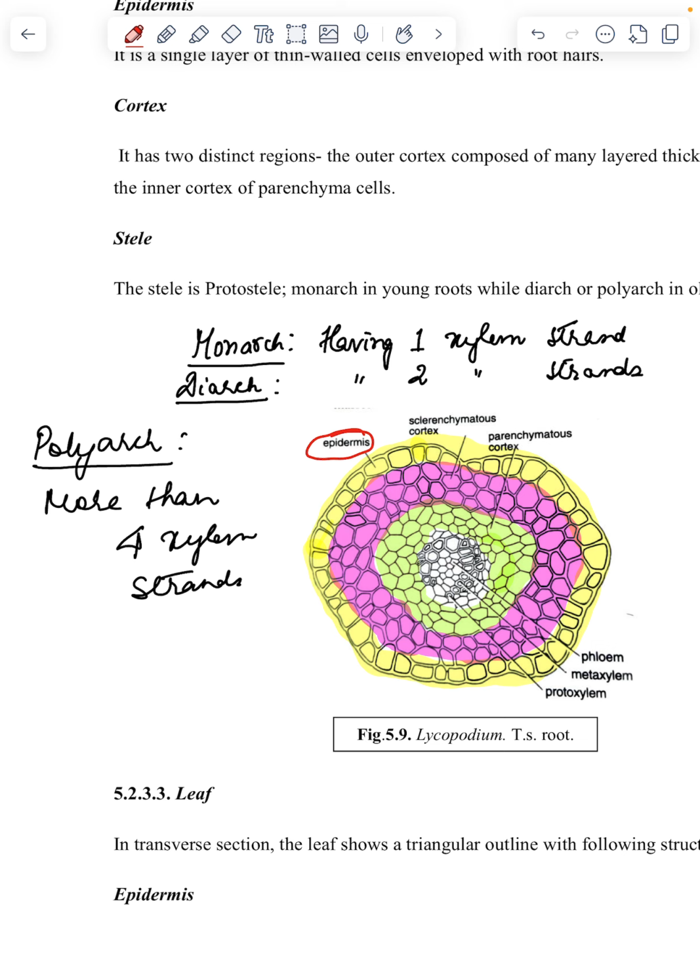First zone, which is here, it is signified by the pink color. It is sclerenchymatous in nature. That means it is composed of sclerenchymatous cells. So it is known as outer cortex or sclerenchymatous cortex.